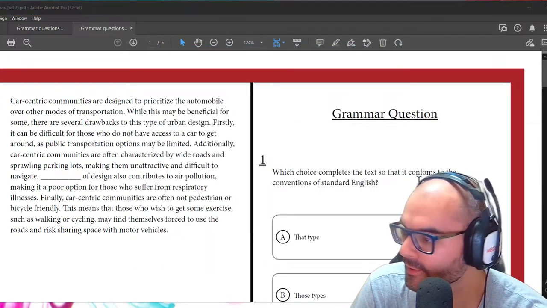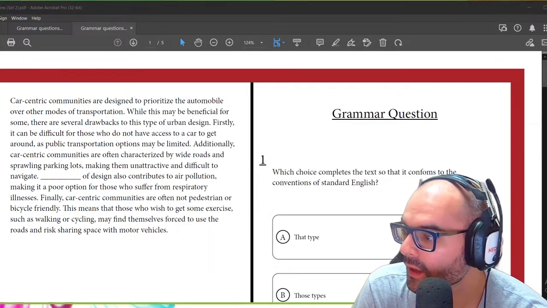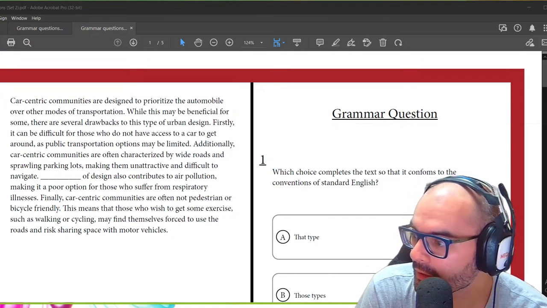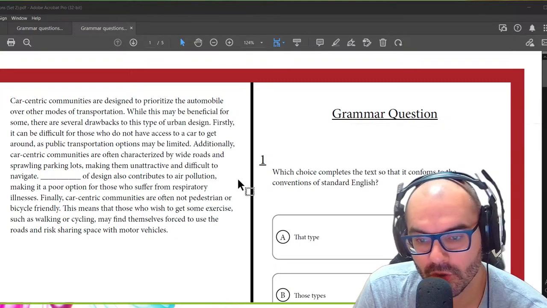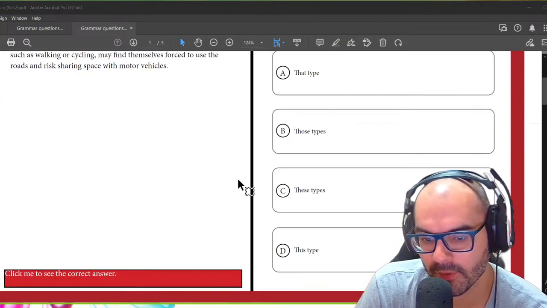Let me pull that up. Let's take a look. Okay, I got Camila's, I got Sophia's, I got Mo's. All right, cool. All right, so again, this is another one playing with pronouns, right?